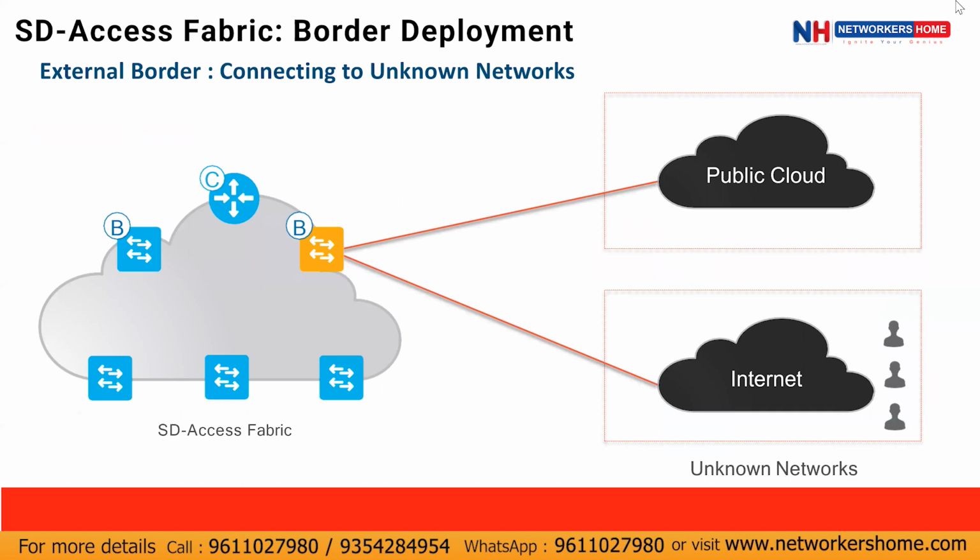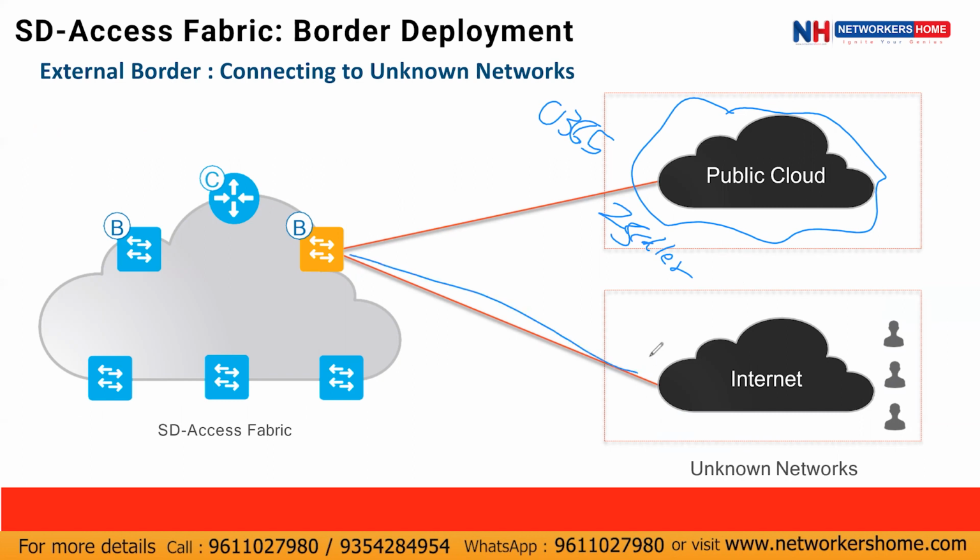Now, what are the unknown networks? Public cloud. Like someone was asking, either it will be Office 365, or it will go to the Zscaler proxy and then go to Office 365, whatever it is, or it's directly the internet. It will be connected to the external border.